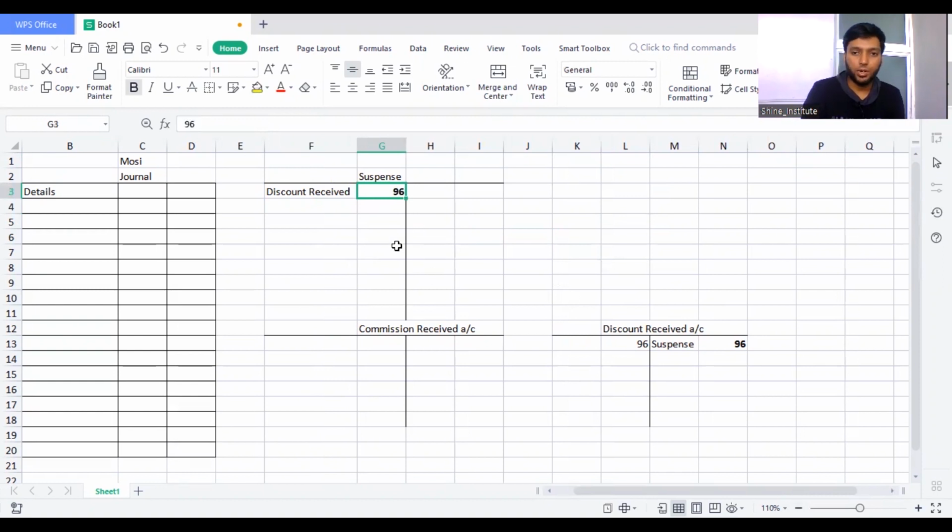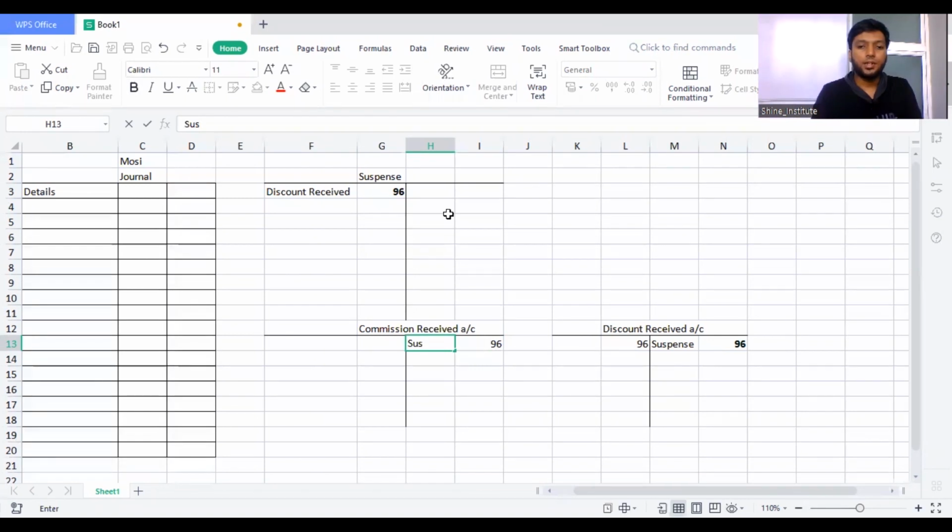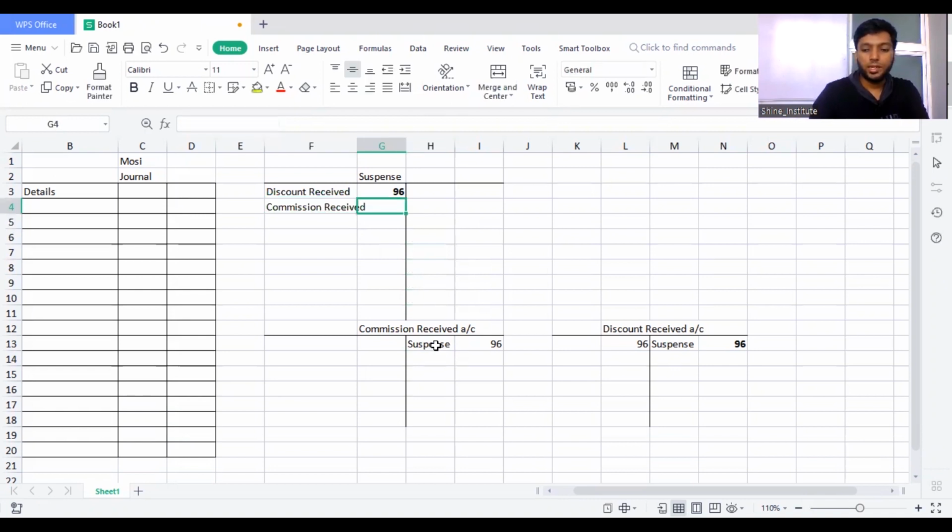Now this particular transaction is done. You can see how I took this value. The second thing, in commission received account, I should record it properly. Commission received account will be credit, and as it is, there is no other double entry, so again I'll write here suspense. As we have already recorded under commission received account, there's no other entry to record. Then under suspense account, I'll take it on the debit side, saying commission received. So here I'll write 96.